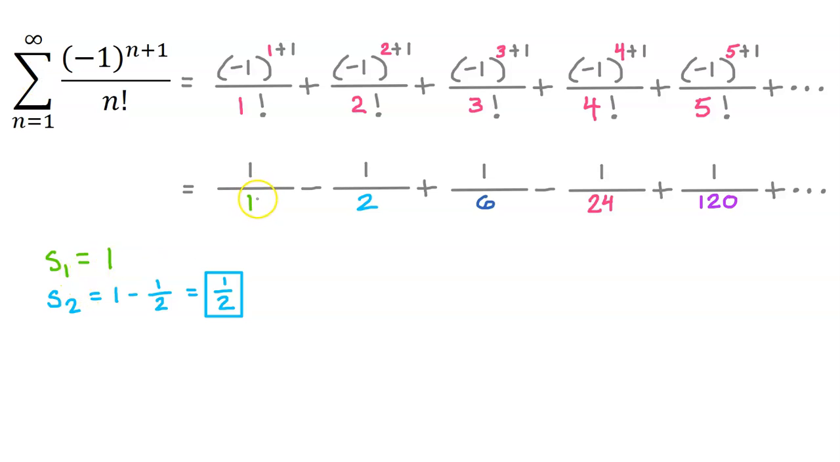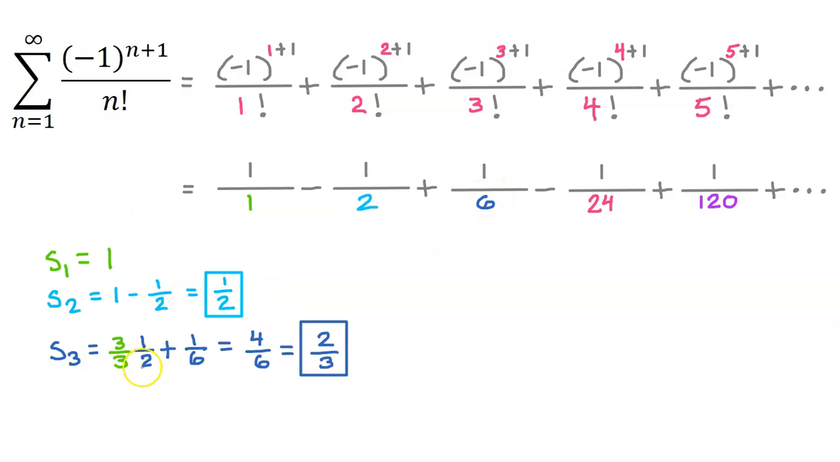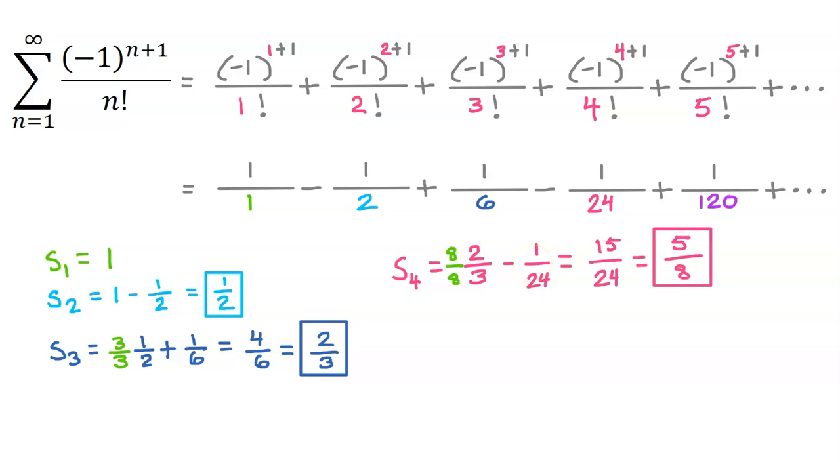S1 is just the first term, and S2 is the sum of the first 2 terms, which is 1/2. S3 will be the result of S2 plus term 3. We can get like denominators by multiplying by 3 over 3. Then we get 3 over 6 plus 1 over 6. This is 4 over 6, which reduces to 2/3. S4 will be the result of S3 plus term 4. We can form like denominators by multiplying by 8 over 8. So we have 16 over 24 minus 1 over 24, which is 15 over 24. This reduces to 5 over 8.